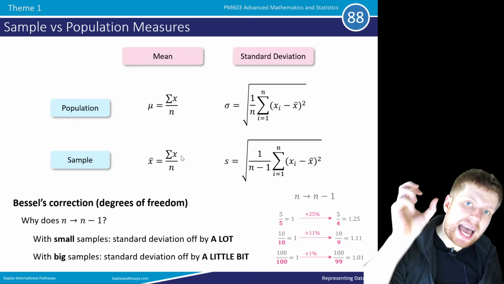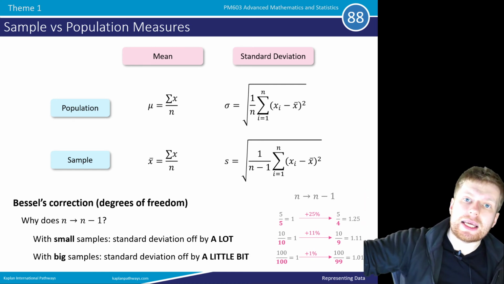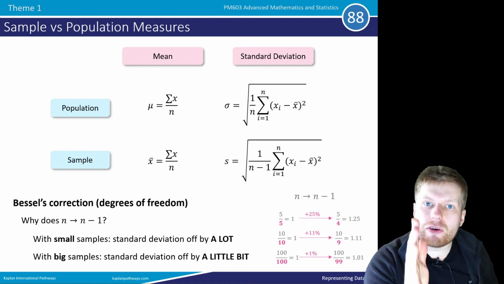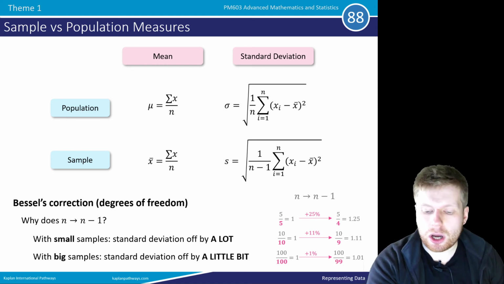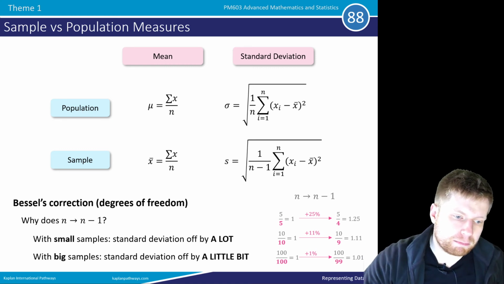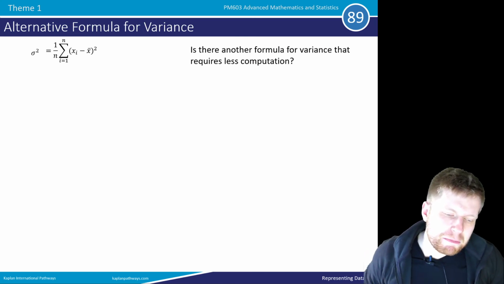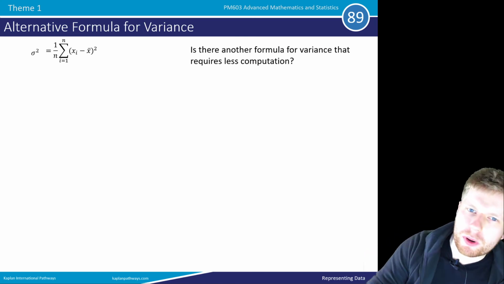Reason being is because actually, as the number of samples increases, the mean will remain centered around where it should be. Okay, so hopefully that makes sense. Now, here's my next question. Is there an alternative formula for variance?